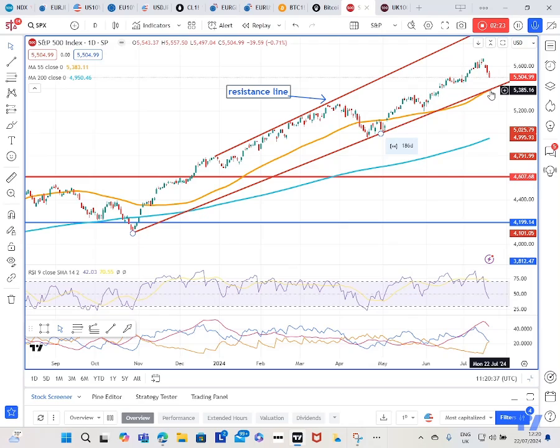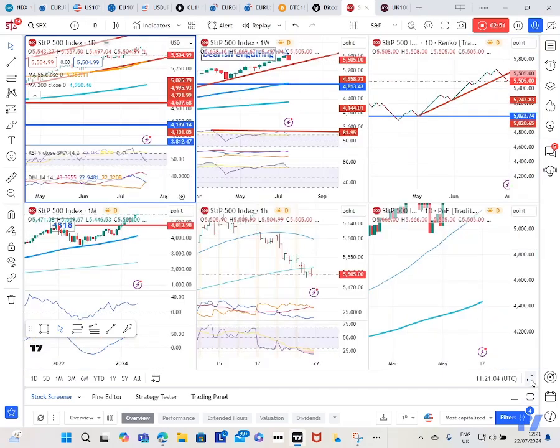So what do I mean by support? It's an area where you would expect to see some kind of buying emerge. And if there is no buying emerging at this point, you'd start to worry about the overall health of the up move. So let's have a look at our weekly charts. And I would also probably add on an RSI or some kind of momentum indicator. So let's move quickly to our weekly chart.